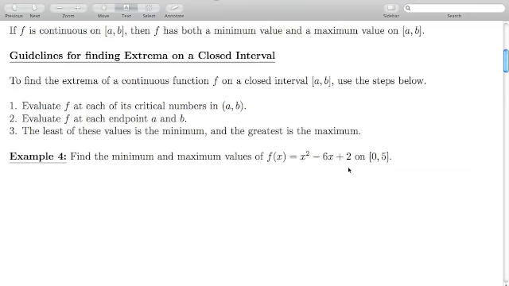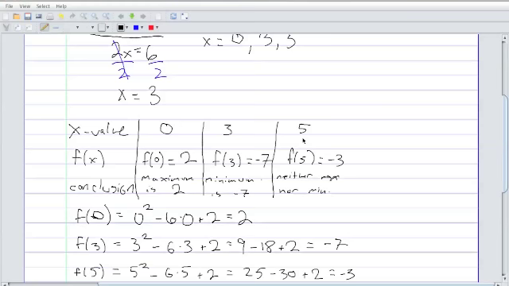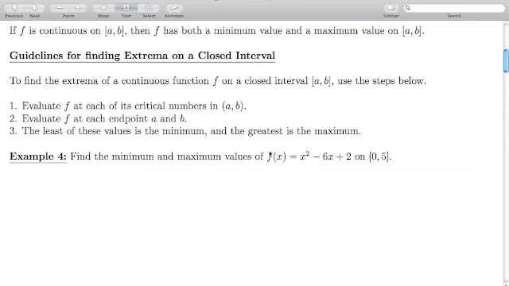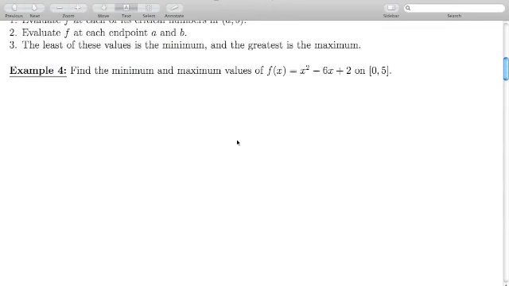So again, it says evaluate f at each of the critical numbers. So we looked at f prime and found them. We evaluated f also at our endpoints. Again, because it's closed, we need to test those endpoints. The least of these values was our minimum, and the greatest was our maximum. Okay. So that'll close out section 3.2.